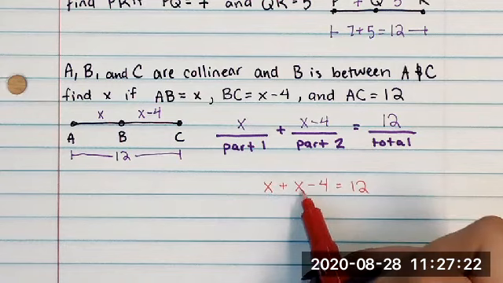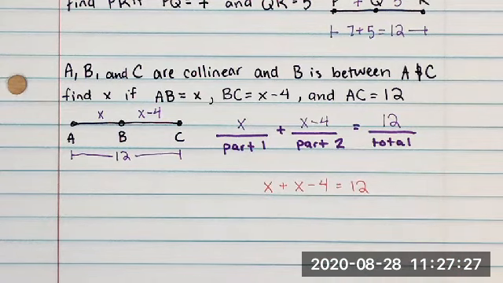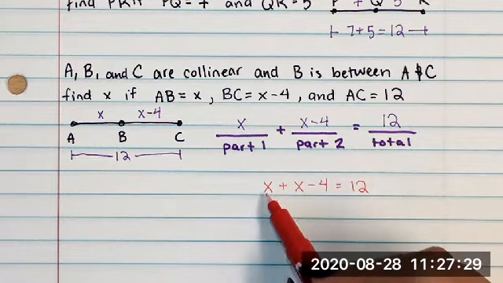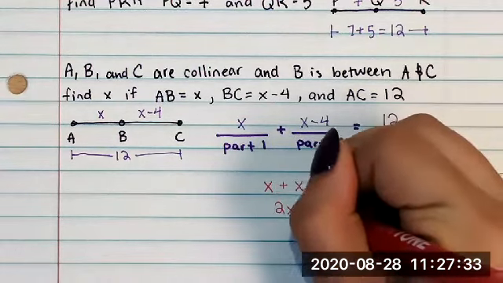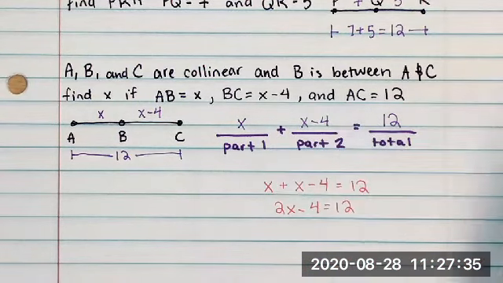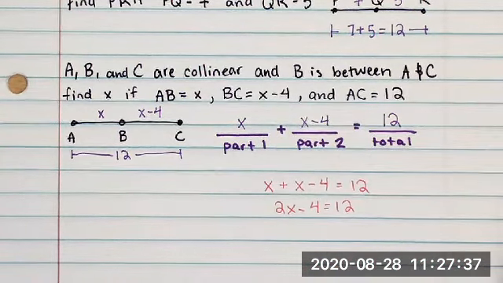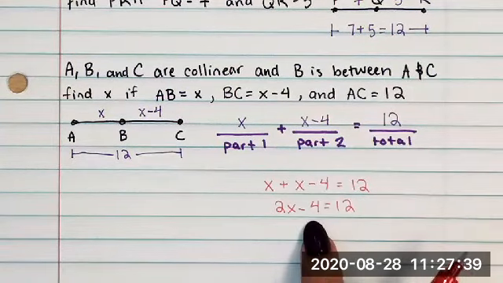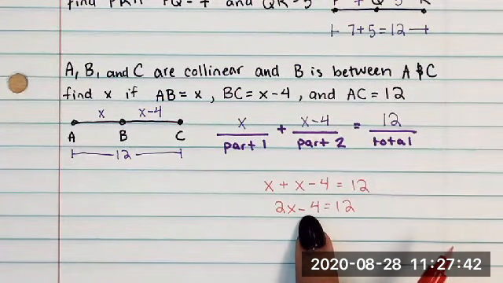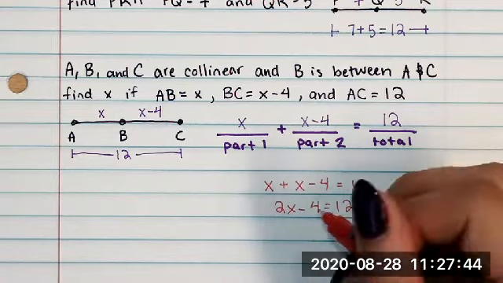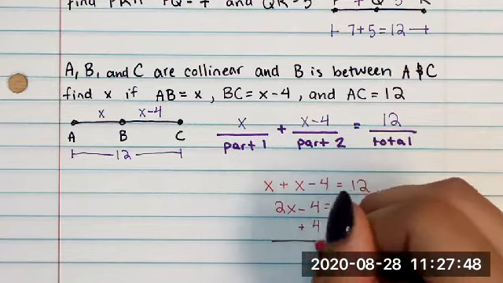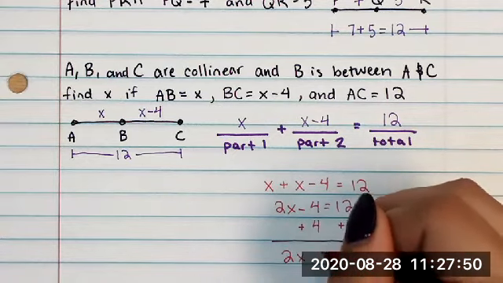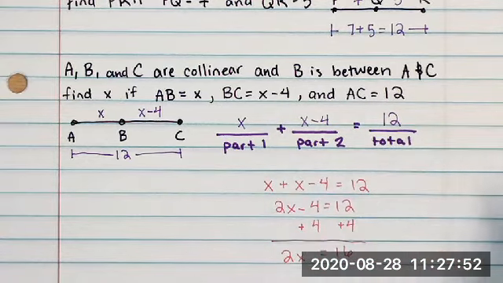Now I see that I have 2 x's on this side, so I'm going to combine those because those are like terms. So 1x plus 1 more x makes 2x, and everything else carries down. Then from there, I have a 2-step equation. So first I'm going to undo my addition subtraction. So I'm going to add 4 to both sides. And that'll leave me with 2x equals 16.